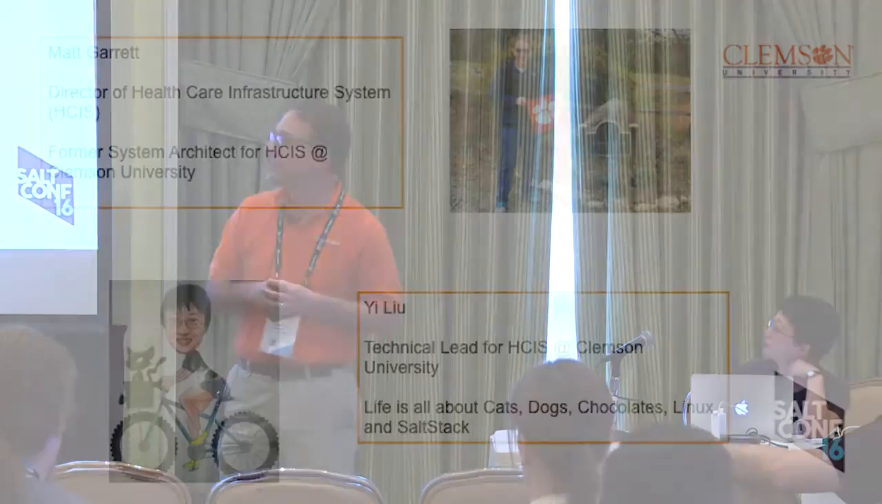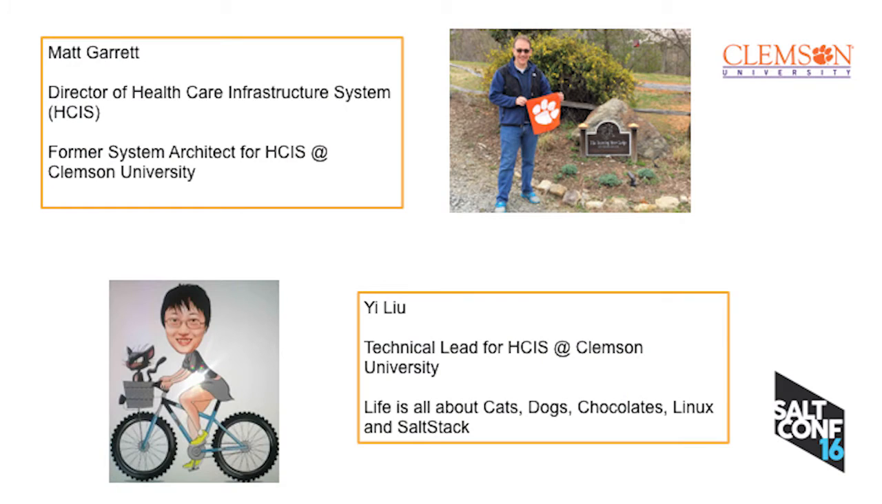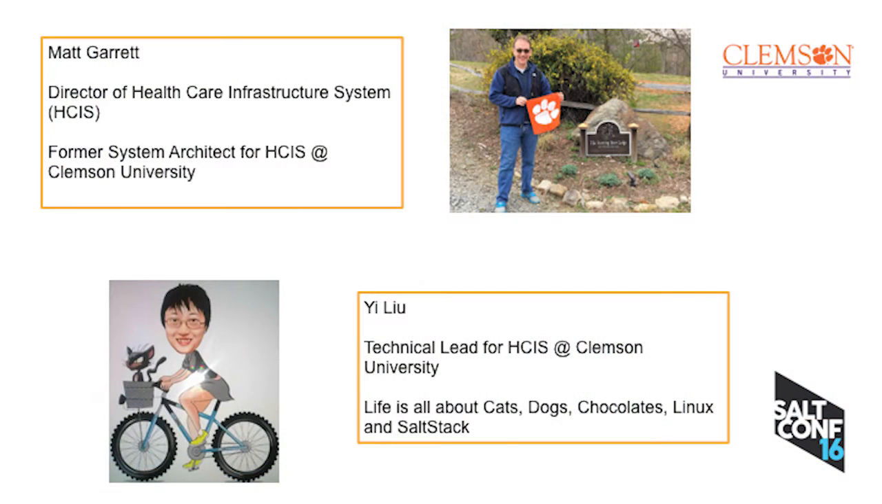I'm Matt Garrett. I work at Clemson University. If you don't know where that's at, that's actually in South Carolina, and if you don't know where that is, it's on the east coast of the United States. If you imagine South Carolina, it kind of looks like an upside-down triangle. Clemson is basically the furthest away from the ocean you can be and still be in South Carolina, all the way in that upper left-hand corner. That's kind of where Clemson's at.